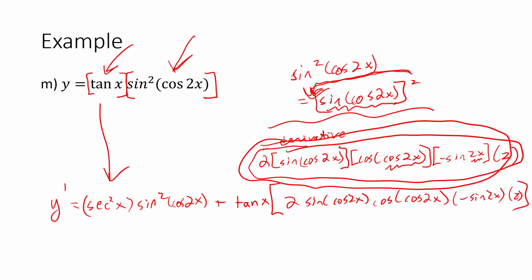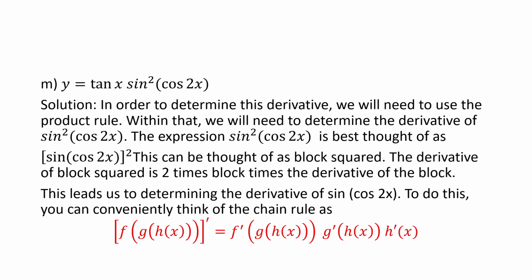So just to make it perhaps a little bit more clear, we'll show it one more time typed out. In order to determine this derivative, we'll need to use the product rule. Within that, we'll need to determine the derivative of sine squared cos 2x. The expression sine squared cos 2x is best thought of as sine cos of 2x quantity squared. This can be thought of as block squared. The derivative of block squared is 2 times block times the derivative of the block. And this leads us to determine the derivative of sine of cos 2x. To do this, you can think of the chain rule this way.